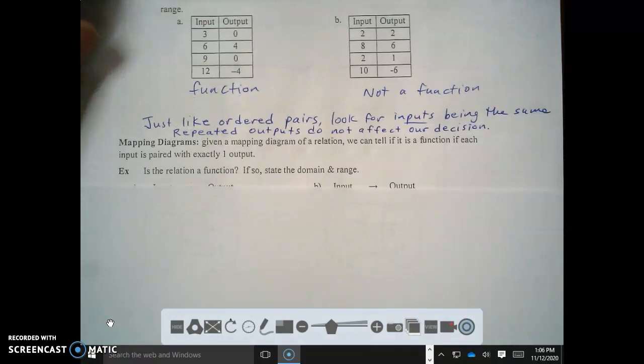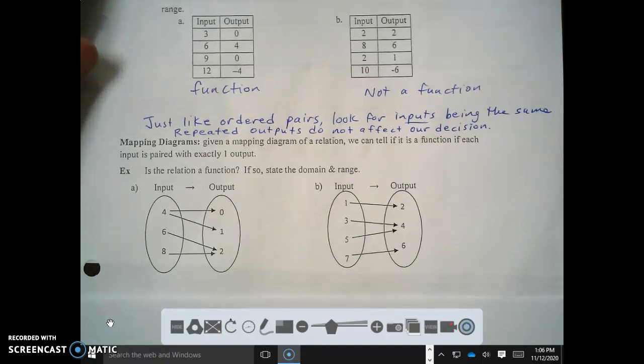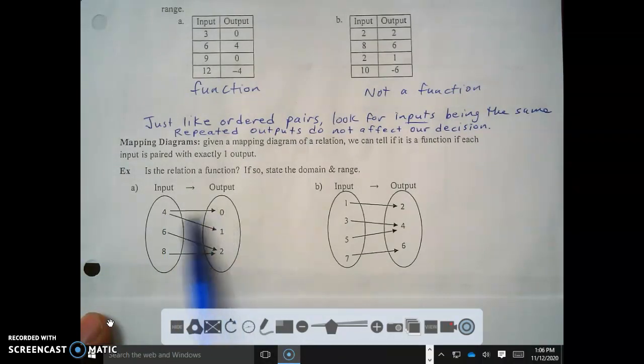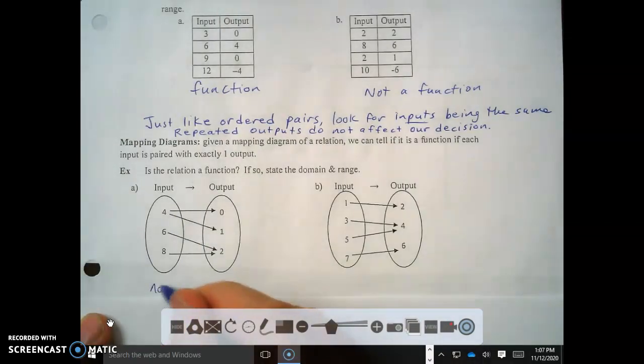Okay, moving down. We will do the same thing with a mapping now. Is it a function? Well, let's see. This input 4 has more than one output. Again, I don't care that 6 and 8 both share that output. That doesn't matter. You're counting. If a number has one arrow coming off it, it has one output. We don't care if it's the same. But look at 4. If there are 2 arrows coming off of an input, that is not a function, because that input has more than one output.